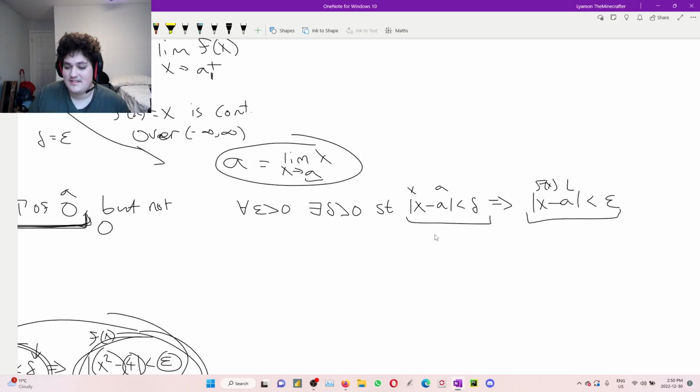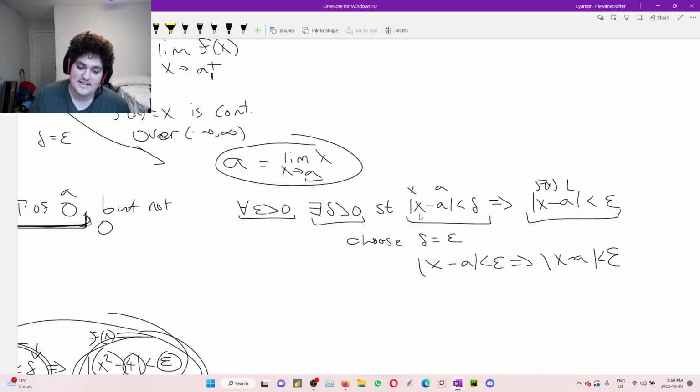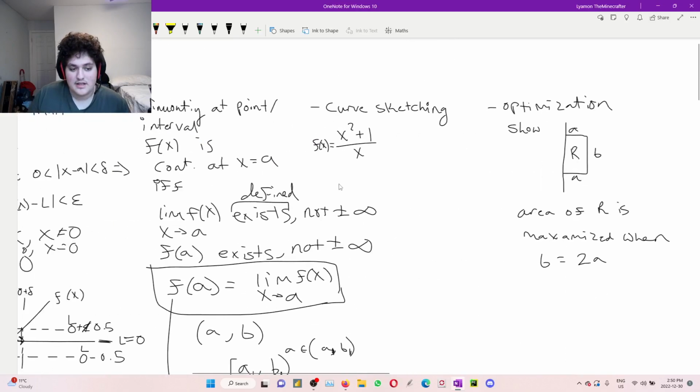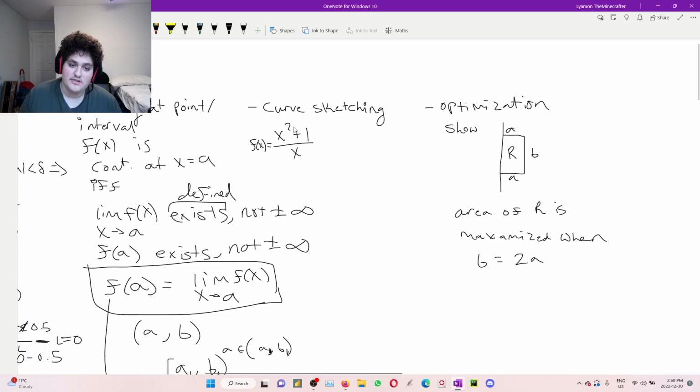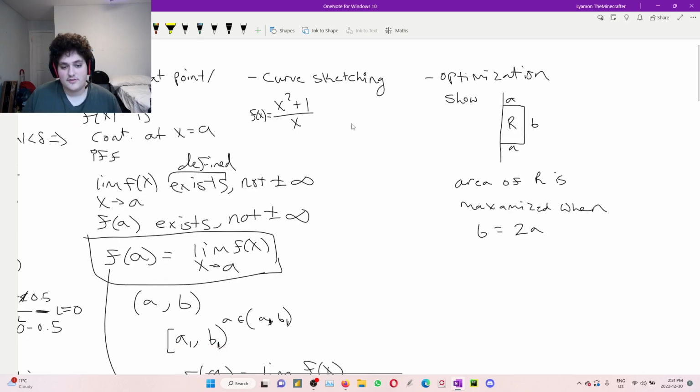Well, obviously, we can just choose delta to equal epsilon, which is greater than 0 since we're given epsilon greater than 0. Then obviously |x minus a| less than epsilon implies |x minus a| less than epsilon, right? So that's pretty easy to see. Okay, so that's sort of the delta epsilon part of the course. Now I'll just go over curve sketching and optimization, and that will be the end of the review.